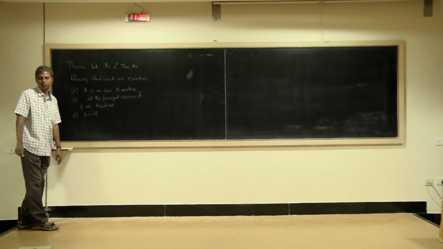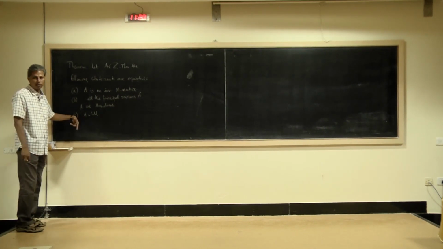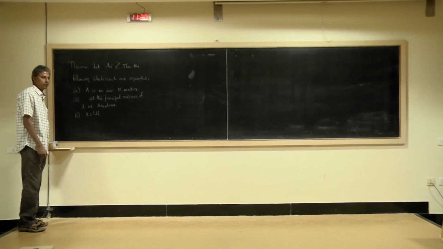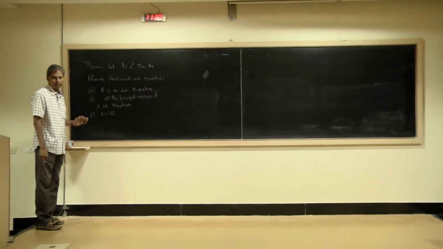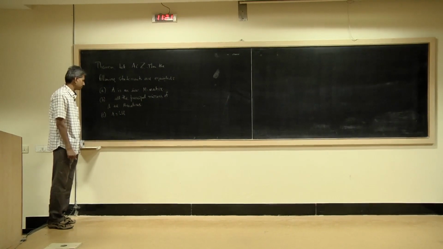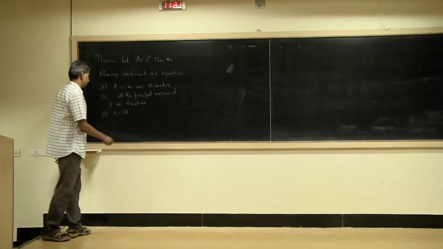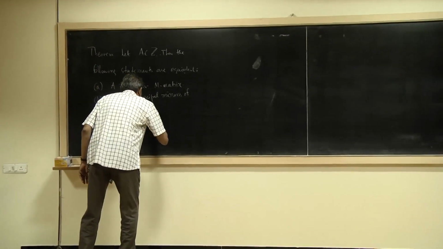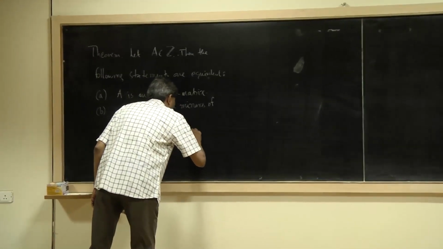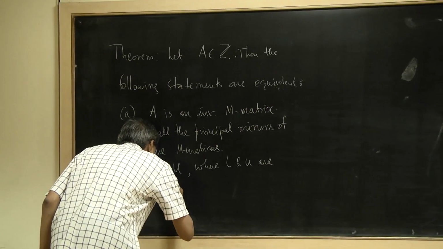A has an LU decomposition. So I will write like this: A equal to LU, where L is a lower triangular matrix, U is an upper triangular matrix. L and U will have 1 along their diagonals. I will simply say where L and U are invertible M matrices.